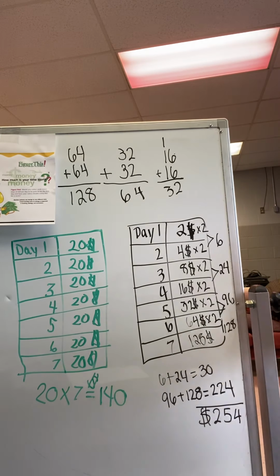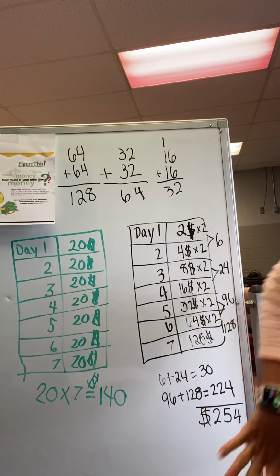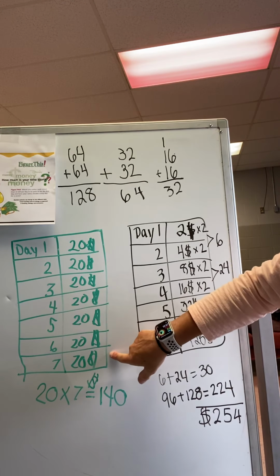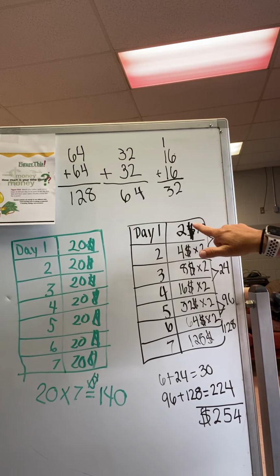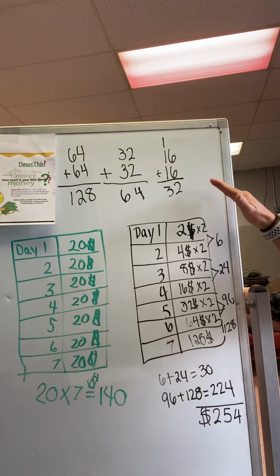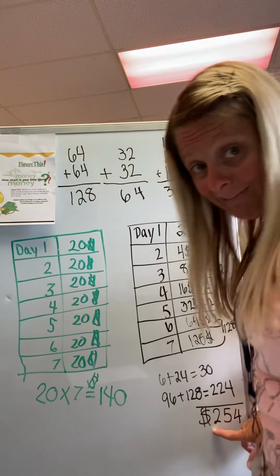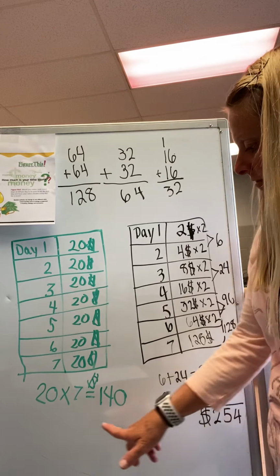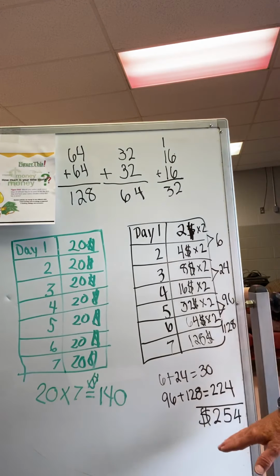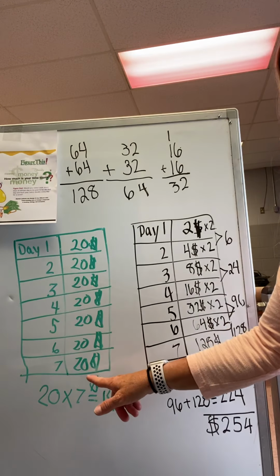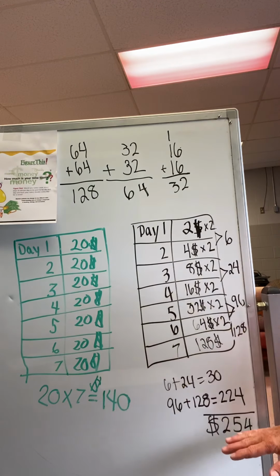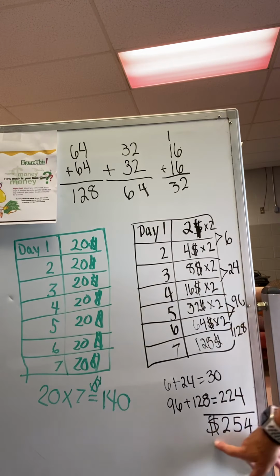$254. So the question wanted to know, would you rather get paid $20 a day, or would you rather have your start at $2 and have it doubled every time? So I know that with 254, I can buy a lot more things than with 140. So it seems like this is a greater amount, but when you created the pattern and figured it out, doubling it would make you much more money.